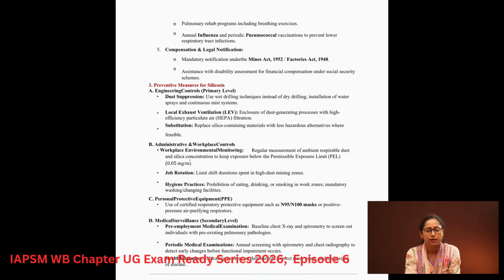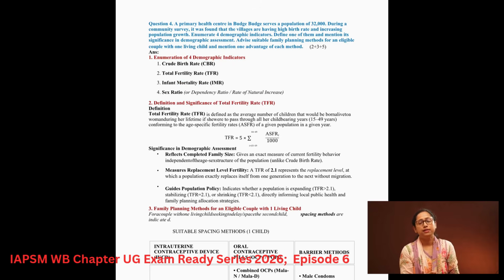those. Administrative and workplace controls like workplace environmental monitoring, job rotation, hygiene practices, personal protective equipment, use of certified respiratory protective equipment such as N95 or N100 mask or positive pressure air purifying respirators. Medical surveillance, it comes under secondary level of prevention: pre-employment examination, periodic medical examination after employment and then health education. So, under these headings you can write the answer of this question.